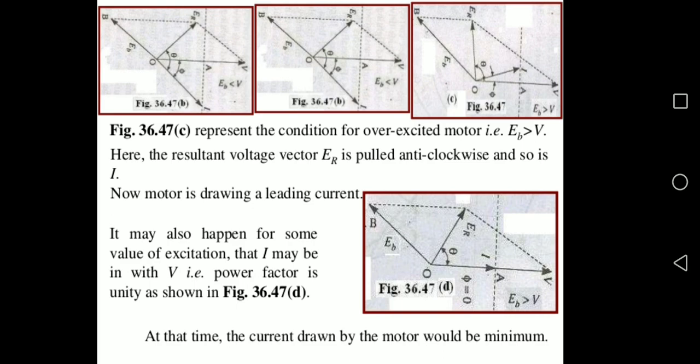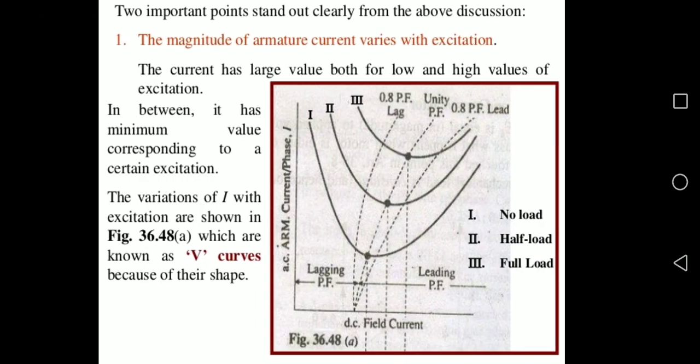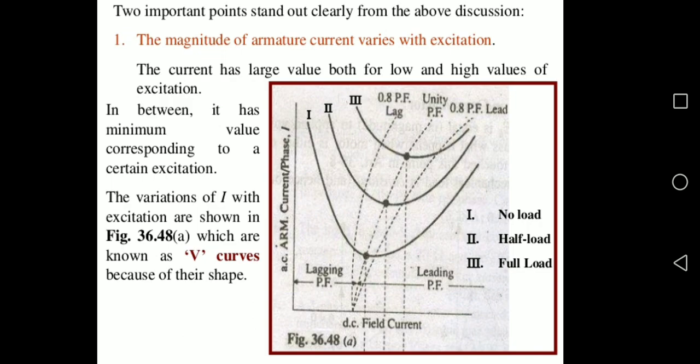It may also happen for some value of excitation that the armature current is in phase with the voltage. That is, the power factor is unity, as shown in the example. At that time the current drawn by the motor would be minimum. So the important point is that the magnitude of the armature current varies with excitation.